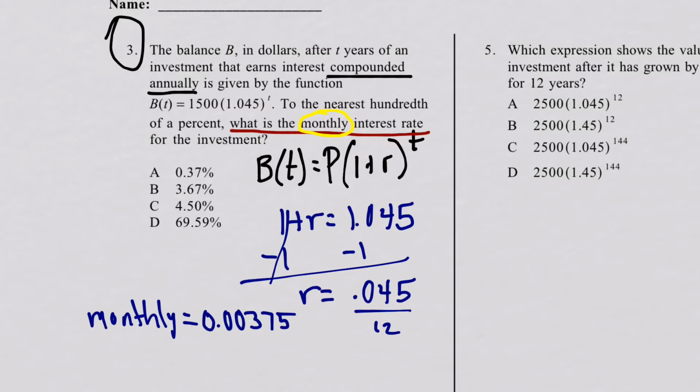0.00375. Now all I have to do is change that to percent form. It's not in percent form, it's in decimal form. So I'm going to move the decimal over twice. Once, twice. So my final result is 0.375. The closest one I see here is A, although it should actually say 0.38 because it should be rounded up, but that is the closest one we see.